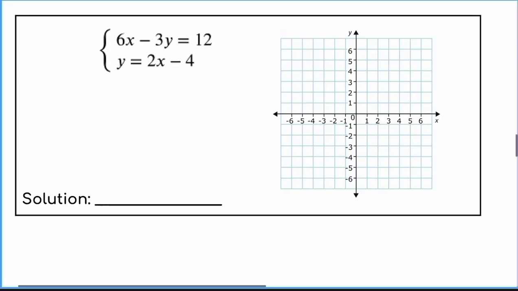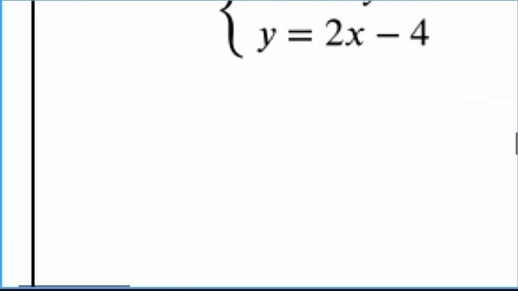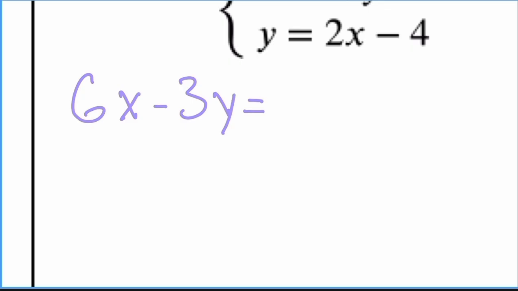All right, last one here. I know we generally prefer to find the intercepts, but for this one, just because it's a funky one, we're gonna convert into slope-intercept form just for this one. Just so that you guys can see something that it does. So, we're going to convert 6x minus 3y equals 12 into slope-intercept form.